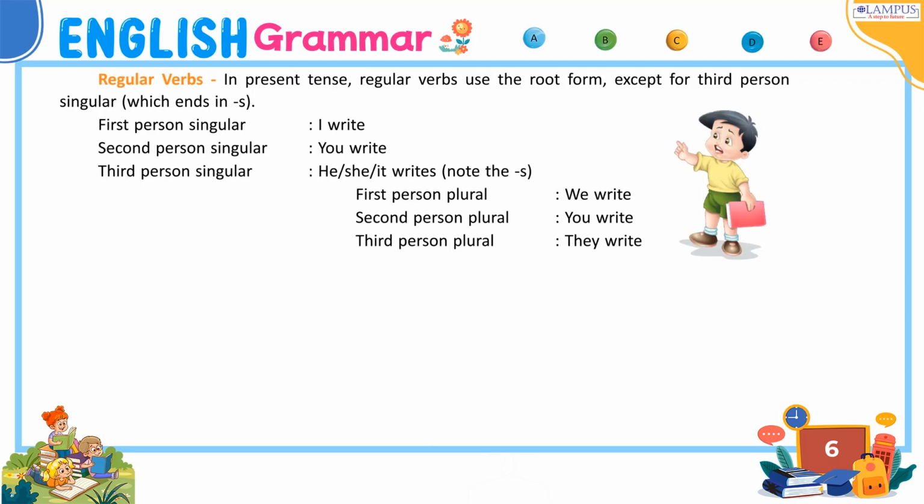Regular verbs in present tense. Regular verbs use the root form, except for third person singular, which ends in s. First person singular: I write. Second person singular: you write. Third person singular: he, she, it writes. Note the s. First person plural: we write. Second person plural: you write. Third person plural: they write.